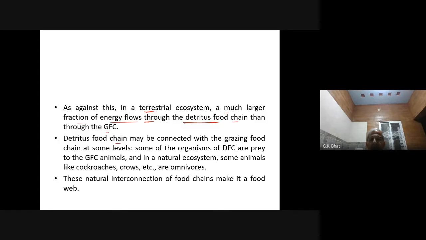Detritus food chain may be connected with the grazing food chain sometimes at some level. Some of the organisms of the detritus food chain are prey to the grazing food chain. In a natural ecosystem, some animals like cockroach or crows are omnivores. They feed on plant material and animal material also. These natural interconnections of food chains make it a food web. Sometimes some organisms come in both grazing and detritus food chains.